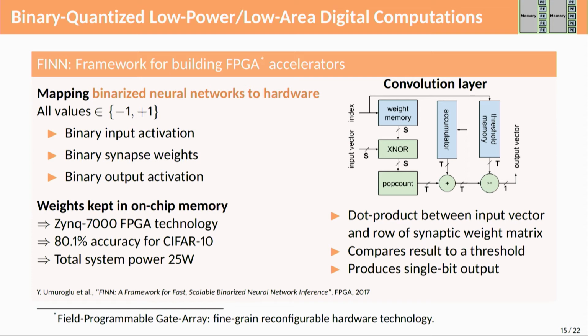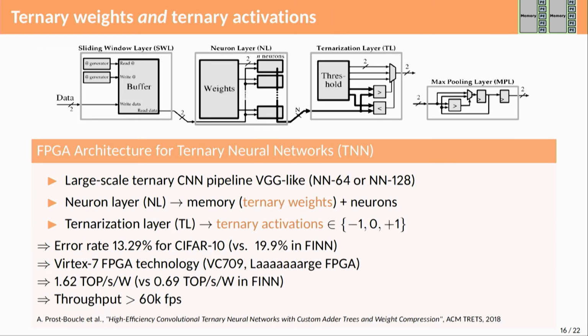There is one important thing here: you have to learn not only the parameters of the network, but also the threshold memory, because your accumulator will produce a value and you have to decide if this value will be -1 or +1. And so this threshold memory takes some space, and you have to learn these values.